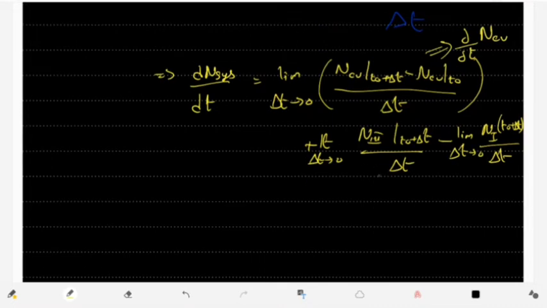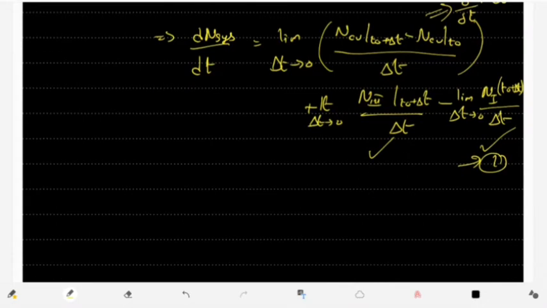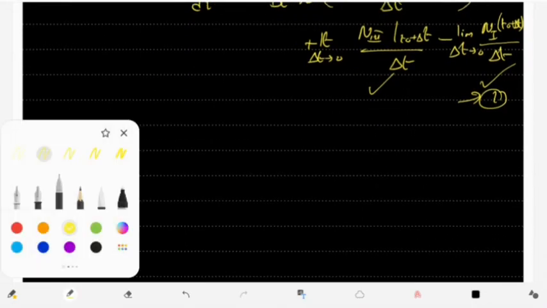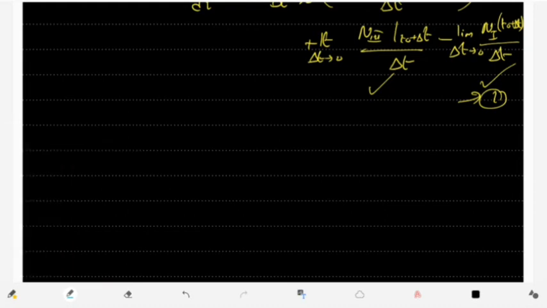Now let us solve N of t naught plus delta t and N1 of t naught plus delta t and substitute in this equation. Let us consider this as equation 1. Now let's solve the limit delta t tends to 0 of N3 at t naught plus delta t by delta t.